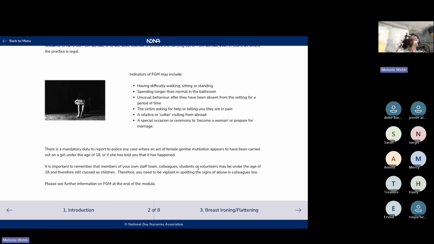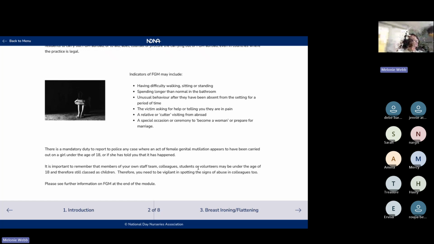There is a mandatory duty to report to police any case where an act of FGM appears to have been carried out on a girl under the age of 18, or if she has told you that it has happened. So you have a duty to report to the police anyone that appears to have had FGM carried out on them, but also if someone has told you that that has happened, whether they're over the age of 18 or under the age of 18, you have a duty to report that.